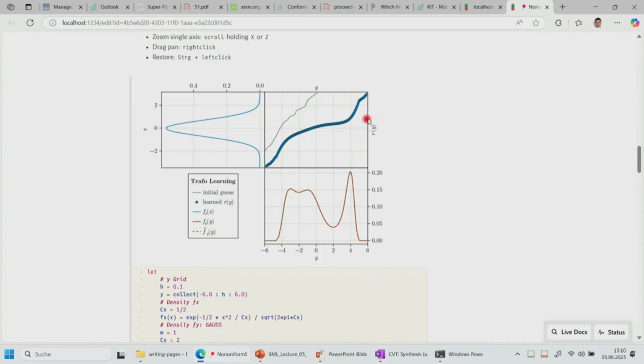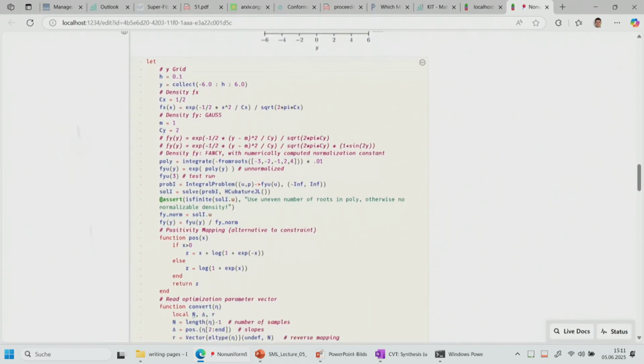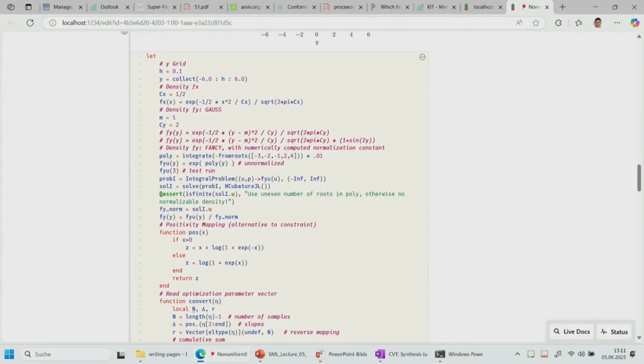So this is in fact the reverse mapping, so it would map this function to that function. But as we saw, I need this for the optimization. This is how it is done. Just some explanation so that you can understand it if you look into it.